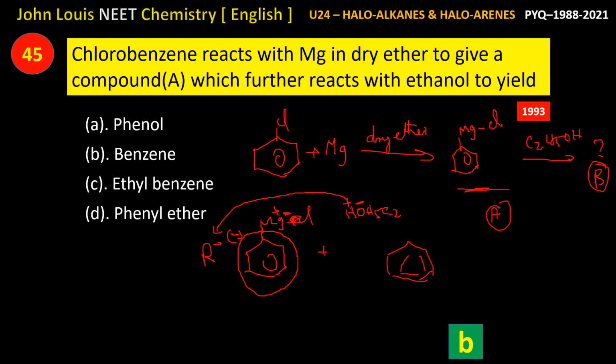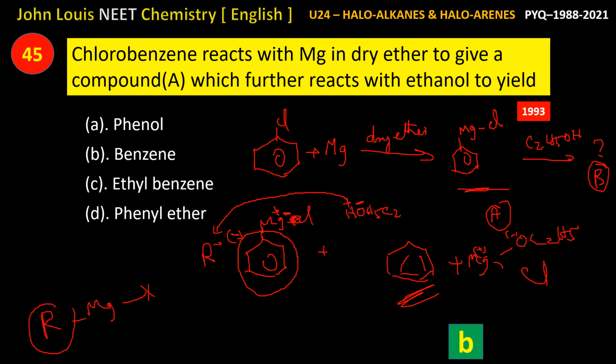Now the bond is broken, and Mg will be bonded with what? The Cl is positive. What is negative here? O, C2H5 is negative. Therefore that is combining with this positive magnesium here. So what is formed? Benzene is formed. So you need to remember here this phenyl group in Grignard reagent RMgX.